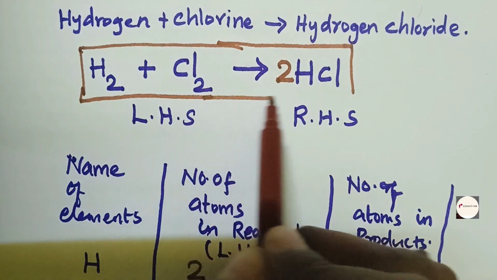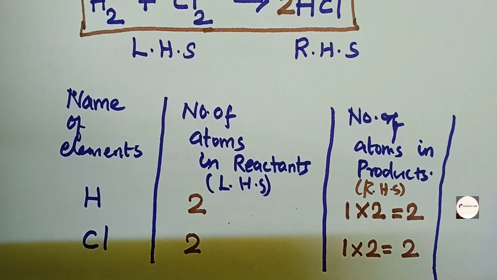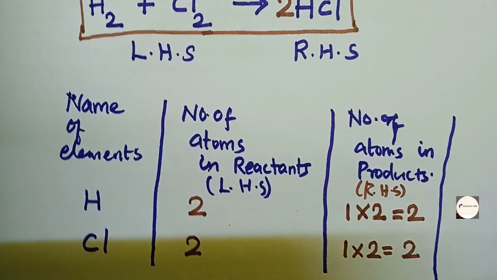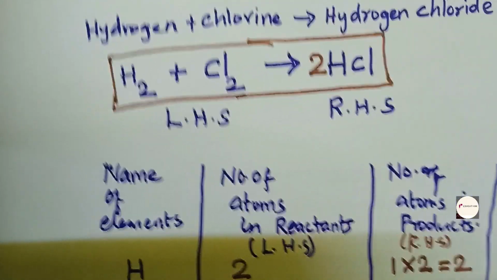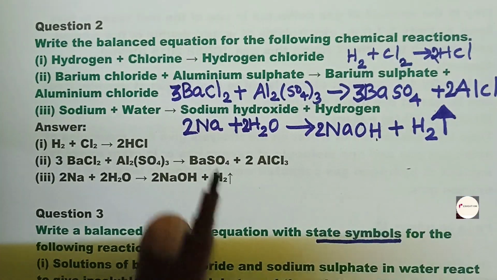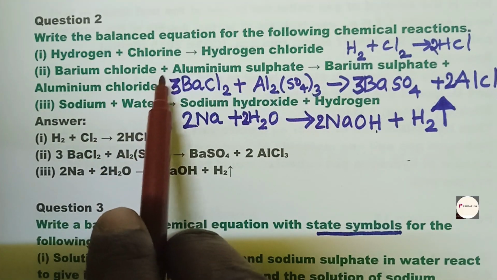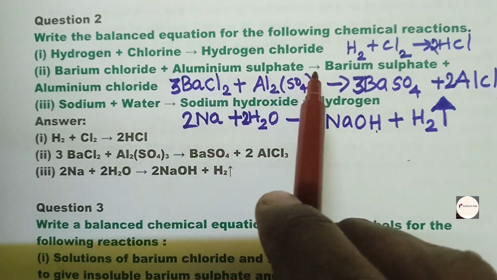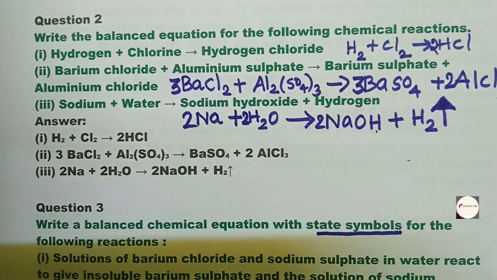Likewise, you have to balance all the equations. Okay, so look at this. Okay, shall we do for the next question? So what is given in the next question? When barium chloride reacts with aluminum sulfate, which gives barium sulfate and aluminum chloride. Okay, so இதே மாதிரி steps எழுதலாம்.